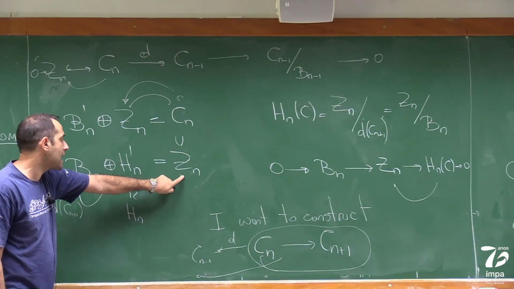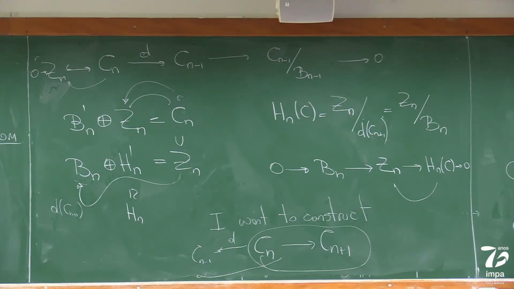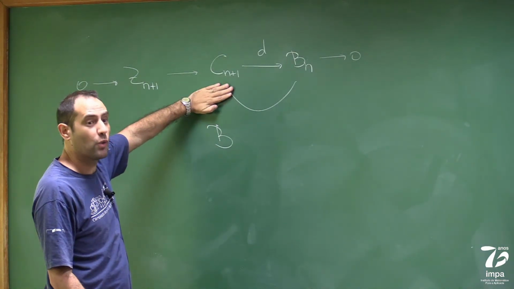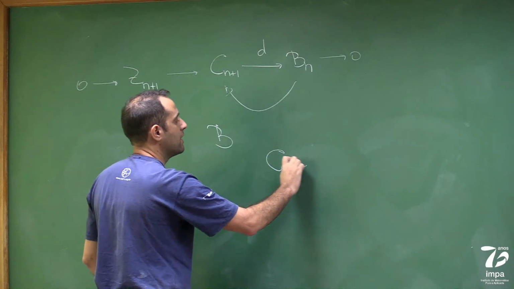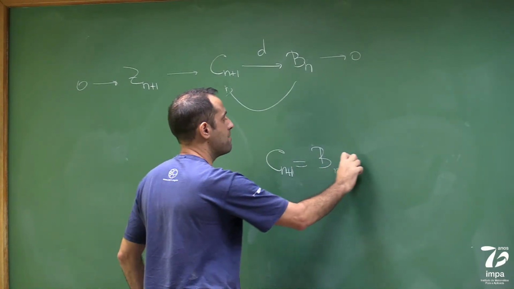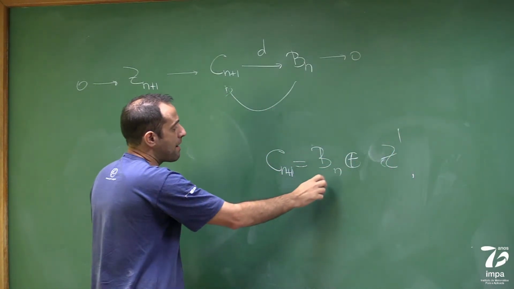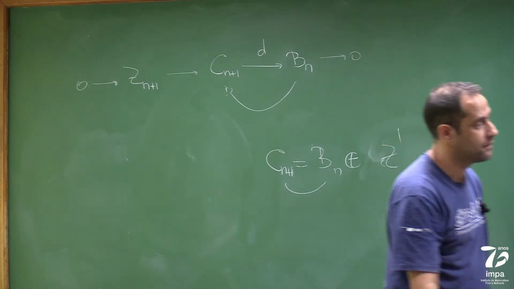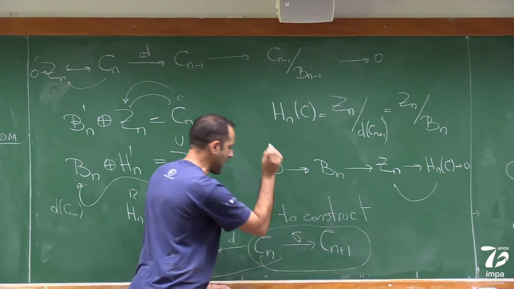Now I look at Zn. Zn is the homology plus something else. And that something else is in the image of Cn plus 1. Okay? But there's a kernel. Choose a splitting. On vector spaces, you can always choose a complementary subspace. So once you describe Cn plus 1 as a sum of two things, as this Bn plus some other space, I'm going to call it C prime if you wish, then you get a map from Bn to Cn plus 1, which is the inclusion the other way around. So this gave us a map from Cn to Cn plus 1. Let me call this map S.